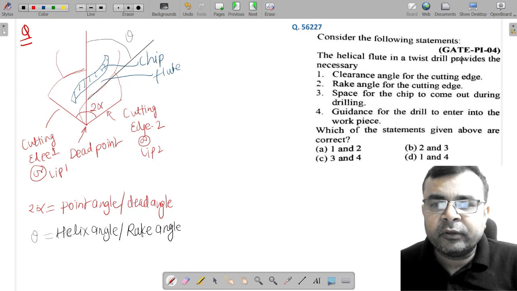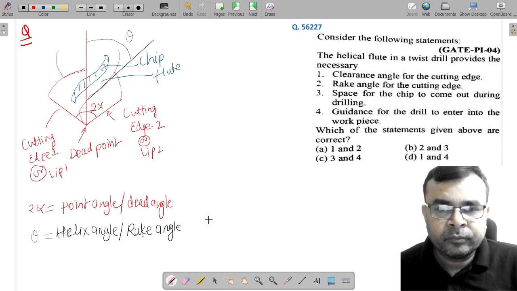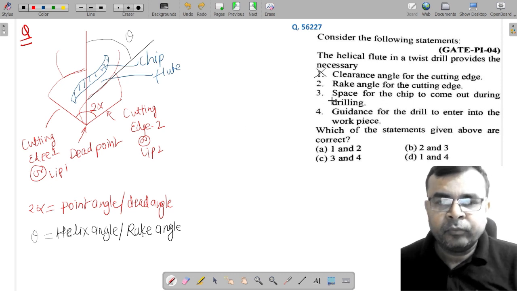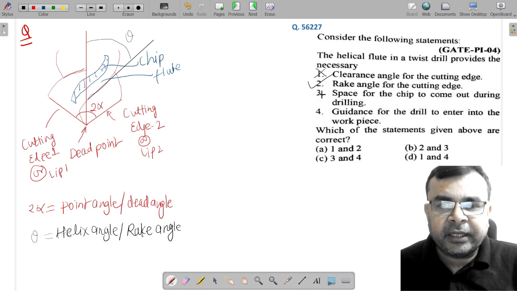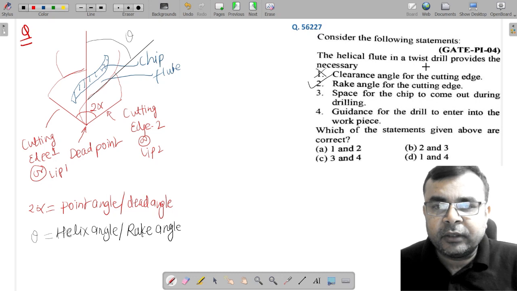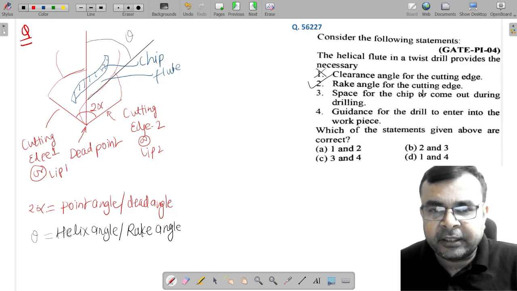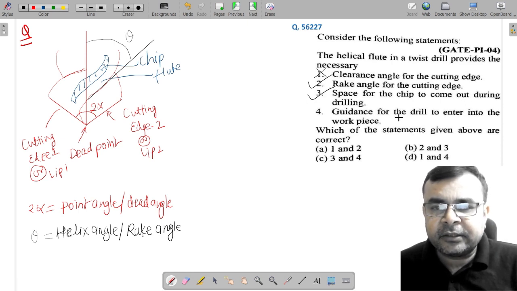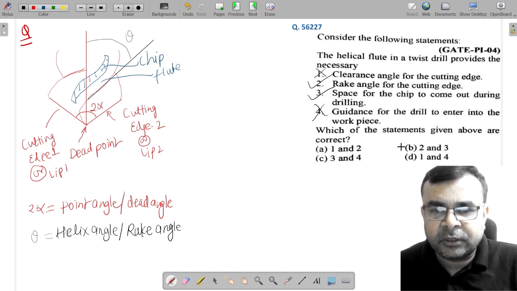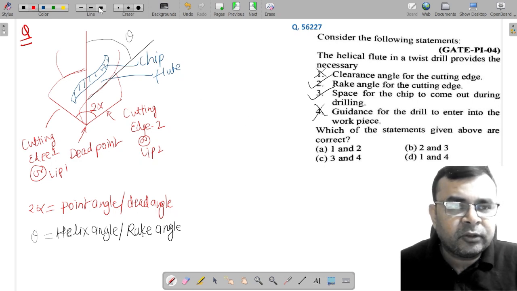The helical flute in a twist drill provides the necessary clearance angle for the cutting edge. No, this is not clearance angle. Rake angle for the cutting edge. Yes, rake angle of the cutting edge, it is right, theta. The helical flute provides the rake angle for the cutting edge and space for the cut chip to come out during drilling. Yes, this is also right. Guidance for the drill to enter into the workpiece. This is wrong. So the correct choice is option 2 and 3, so the correct choice will be option B.